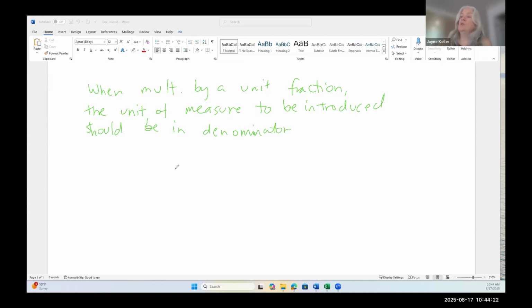So let's think about if I wanted to convert 3 inches to yards. Well, what am I going to do? I'm going to multiply by a unit multiplier. And remember, 36 inches is 1 yard. So I want to cancel the inches. So those inches need to go here, and then the yard is going to need to go here so that my inches cancel.